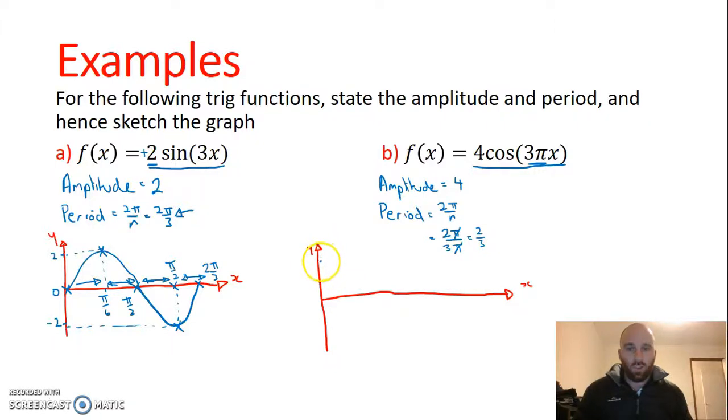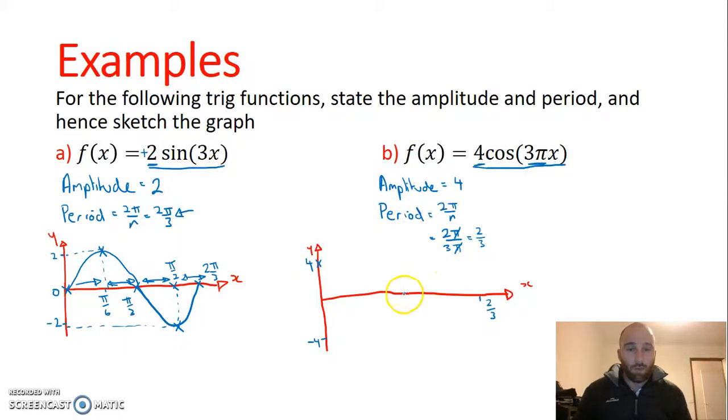Remember, cos started not at 0, but at the amplitude. Previously it was 1 in the examples before, when we had just cos x, but in this case, because we've multiplied the amplitude by 4, it starts at 4. Our minimum at some point will be -4, and we said our period was 2 on 3, so the location at the end here was 2 over 3.